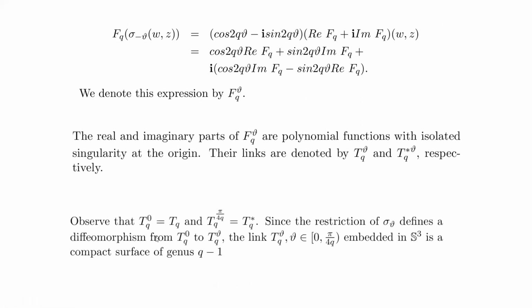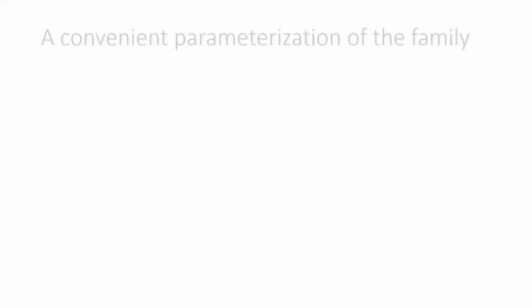Observe that when you take theta equal to 0, we get exactly the link of the real part. And when you take theta equal to pi over 4q, you get the link of the imaginary part. So you can see that by varying theta, you obtain links moving, parameterized by the angle, but all with the same genus of surface, in fact. Then I will write quickly a parameterization of this family.